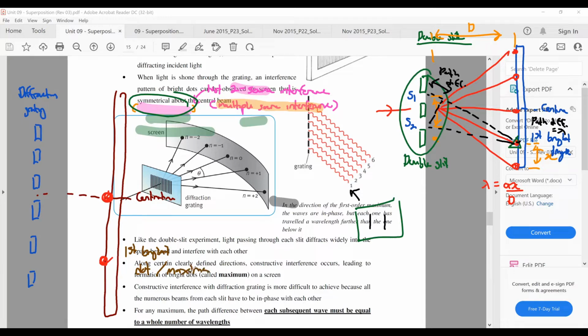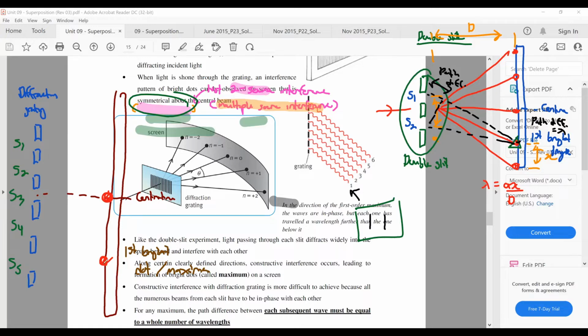Now, for diffraction grating, as I mentioned to you, you do not have only two slits. You have many slits. So you could have S1, S2, S3, S4, S5, and so on and so forth.